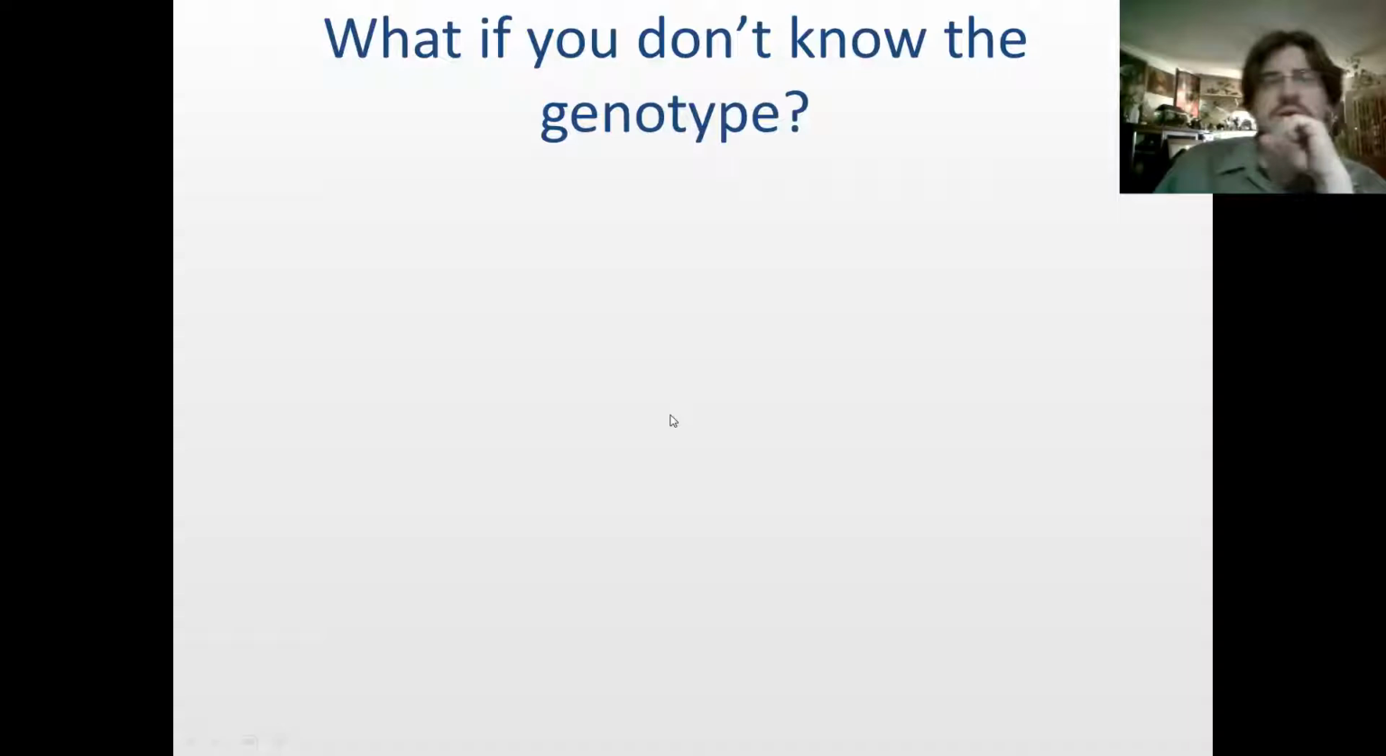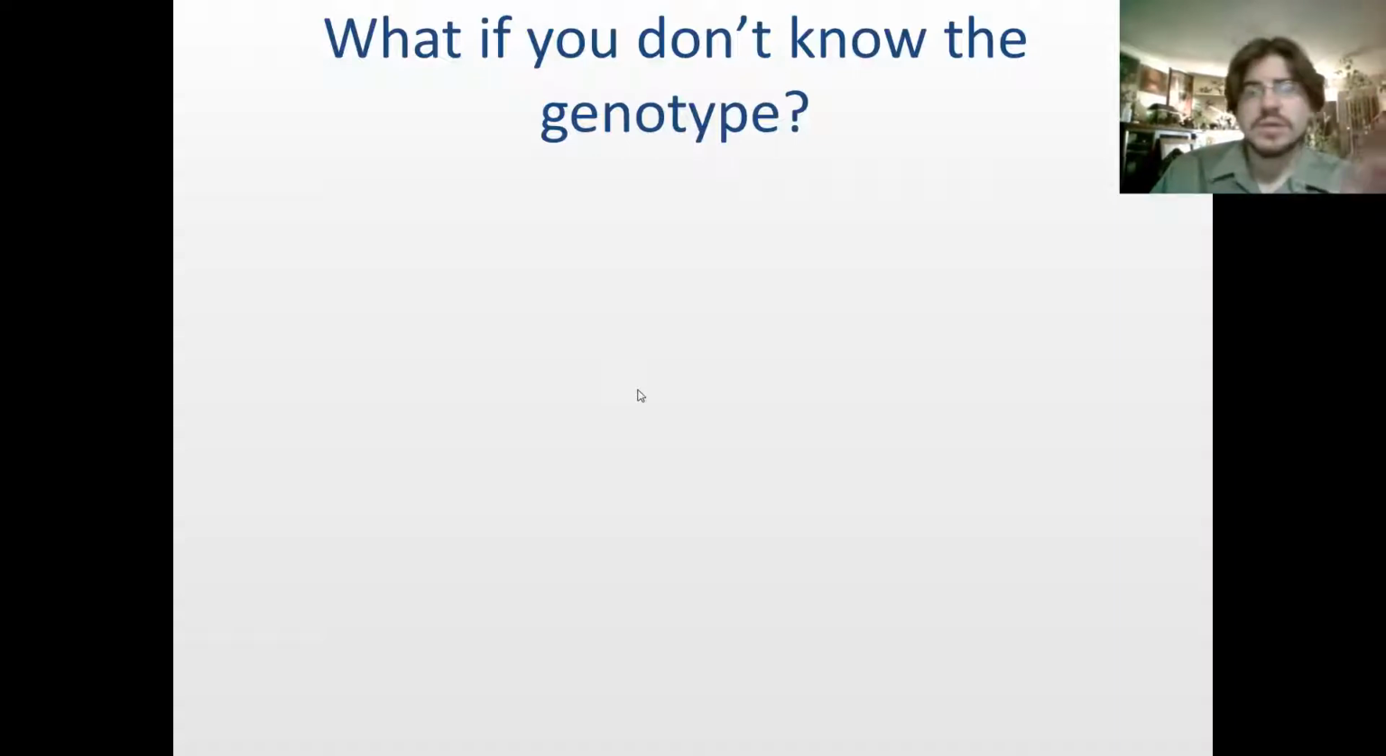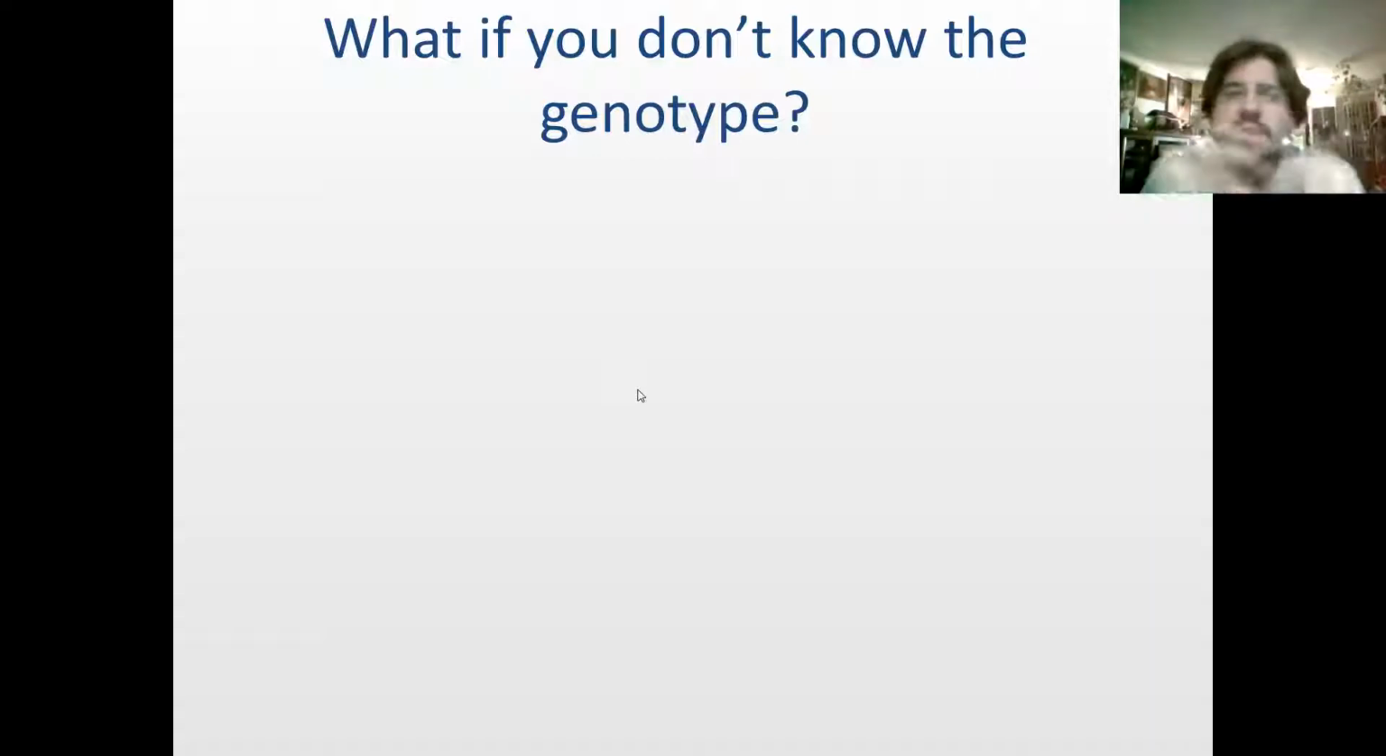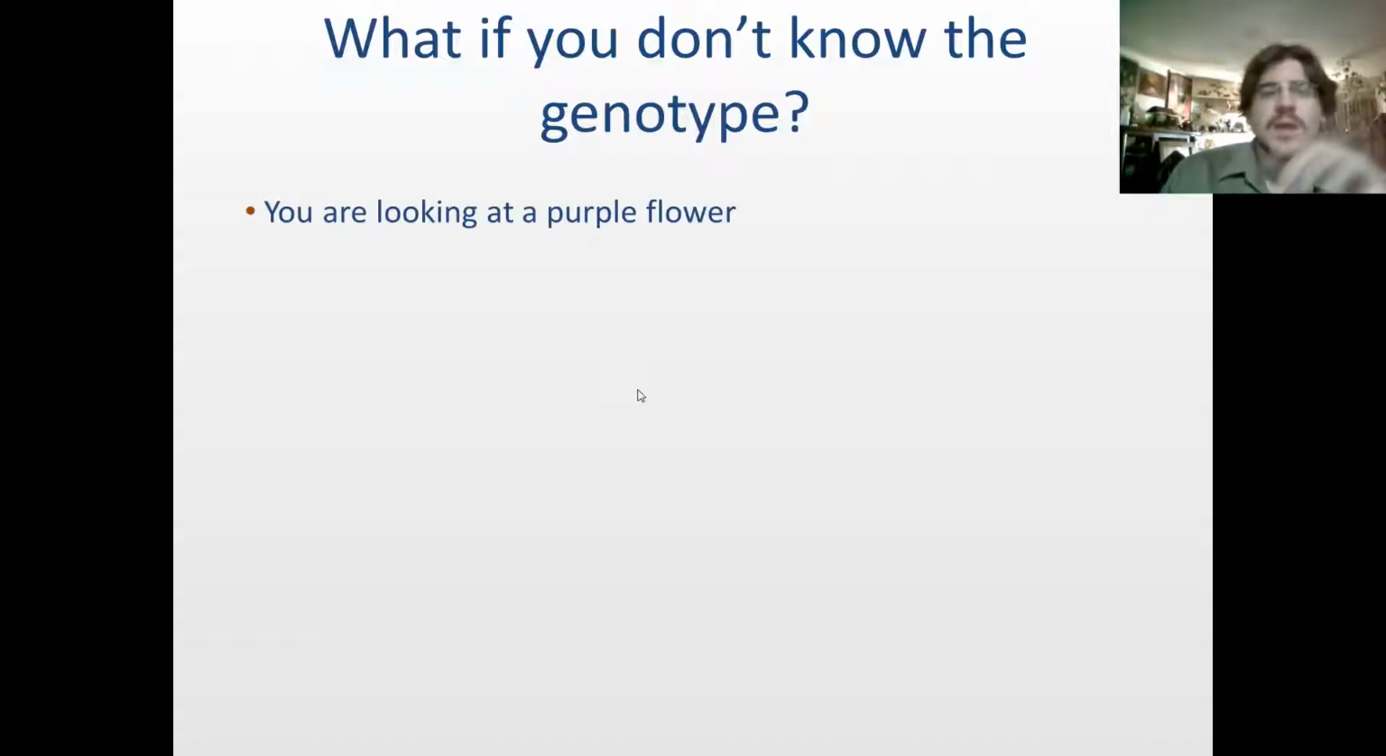Okay, continuing on, what if you don't know the genotype for the organism which you are examining? Well, there's a way to figure out the genotype by looking at the traits of the parent with the unknown genotype and the traits of the offspring. So say you're looking at a purple flower. What's its genotype?